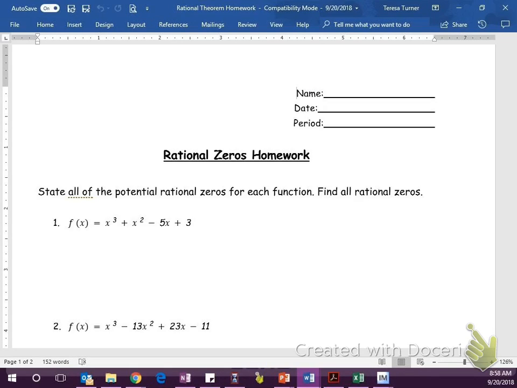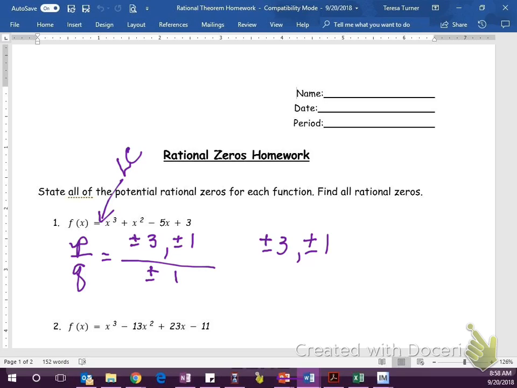So we just want to list all the rational zeros that are possible. So we want to talk about P over Q. So what are the factors of our constant? Three and one. So we have plus or minus 3 and plus or minus 1. What are our factors of the leading coefficient? What's the leading coefficient? 1. The leading coefficient is the coefficient that's in front of the x with the highest degree, the highest power. So all of our choices here are going to be plus or minus 3 or plus or minus 1. Because 3 over 1 is 3, 1 over 1 is 1. Those are our choices.